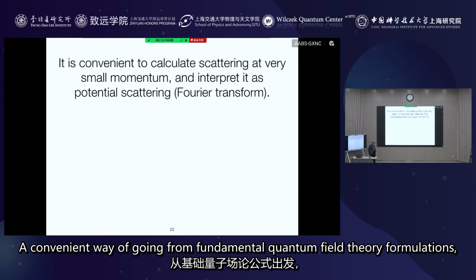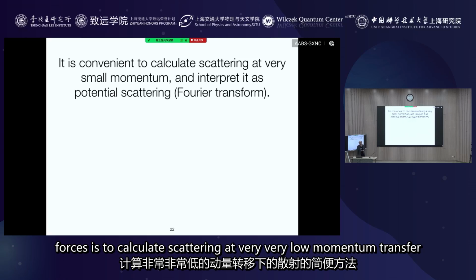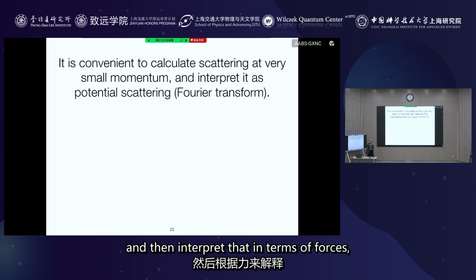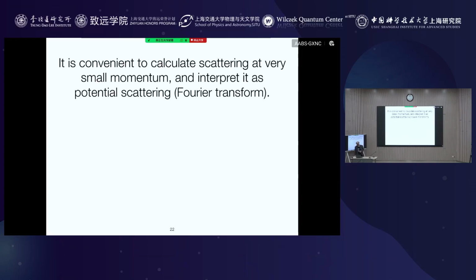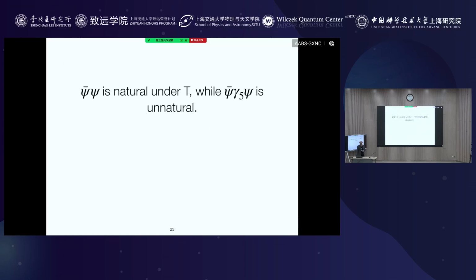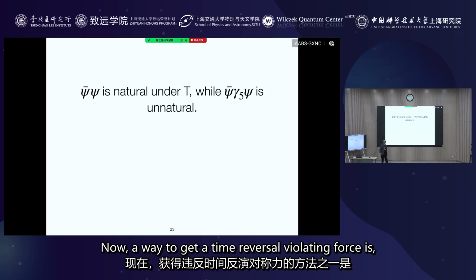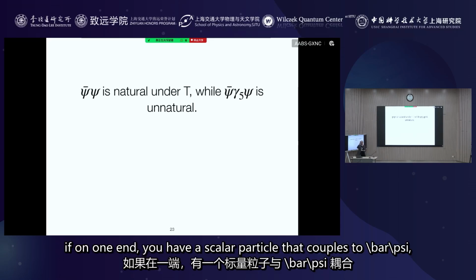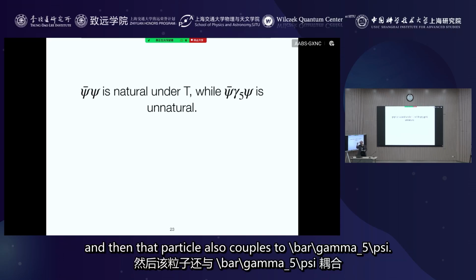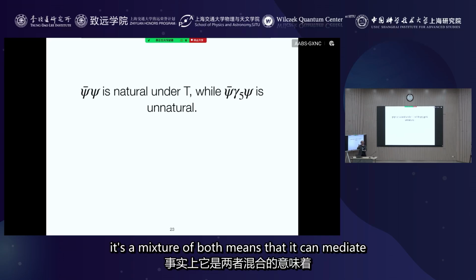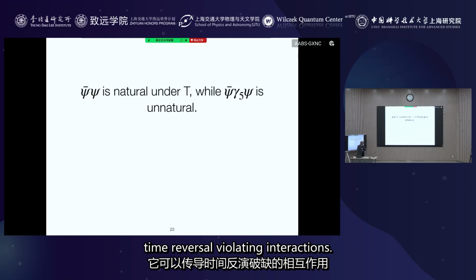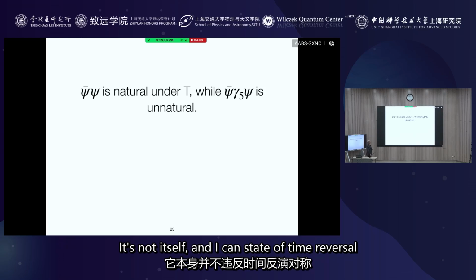Okay, so a convenient way of going from fundamental quantum field theory formulations to forces is to calculate scattering at very, very low momentum transfer, which you can do with Feynman graphs, and then interpret that in terms of forces. That's what a force would do, and compare it with what the Feynman graph does. And that allows you to read off the force. Now, a way to get a time reversal violating force is if on one end you have a scalar particle that couples to psi bar psi, and then that particle also couples to psi bar gamma 5 psi. So this particle is neither scalar nor pseudoscalar, but a mixture of both. And the fact that it's a mixture of both means that it can mediate time reversal violating interactions. It's not itself an eigenstate of time reversal.